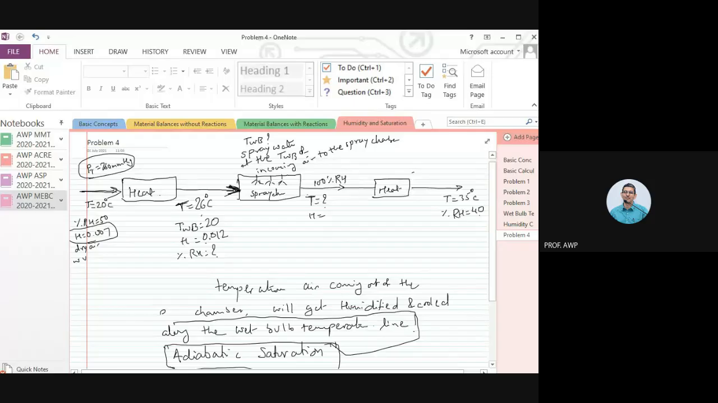How has the humidity approximately increased in the heating step? I will have to check. Praveen, we are just heating, no? Yes, sir. We are just heating the air from 20 degrees centigrade to 26 degrees centigrade. So how will humidity increase? Yes, sir. I will check. Wait a minute.